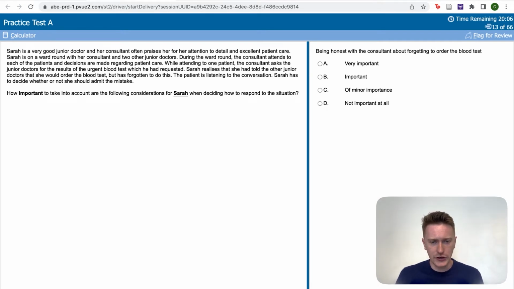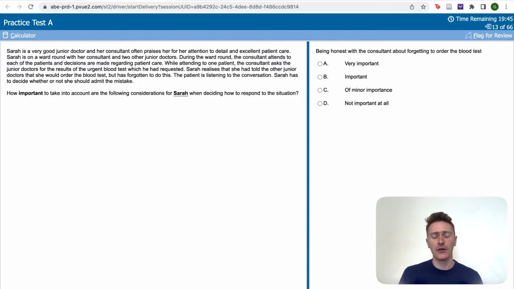Okay, she's a very good junior doctor, and a consultant praises her. Fantastic for Sarah. Okay. During the ward round, the consultant attends each of the patients and decisions are made regarding care. When attending, the consultant asks about the urgent blood test. Sarah realizes that she's messed up, basically, and forgotten to do it. The patient's listening, though, and she needs to decide whether to admit.